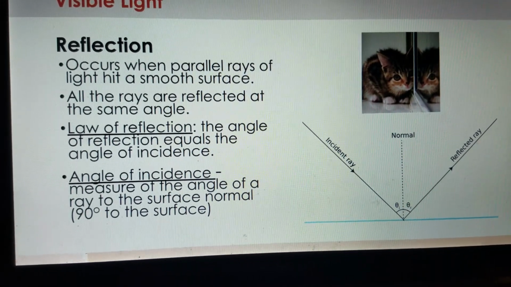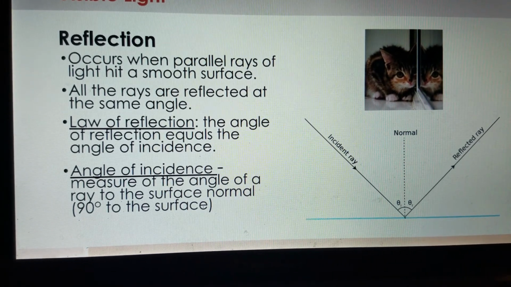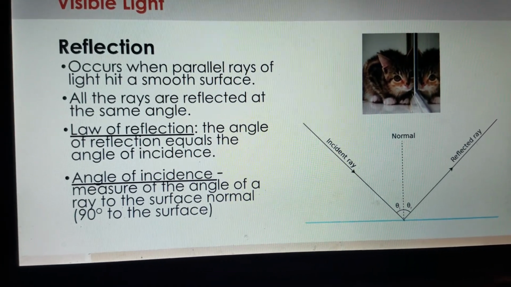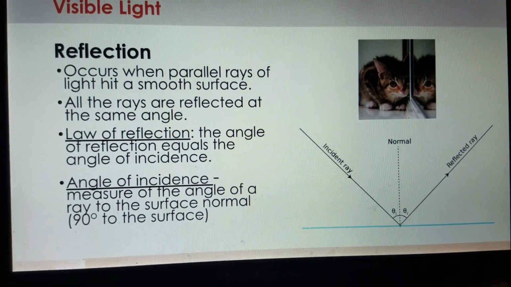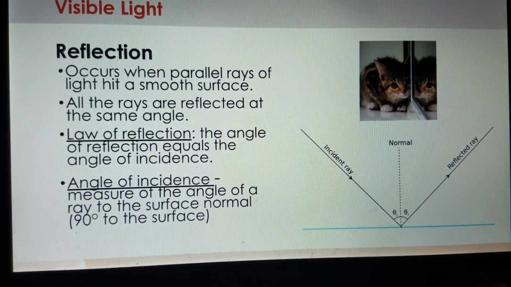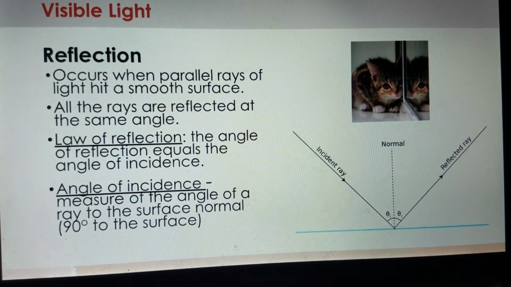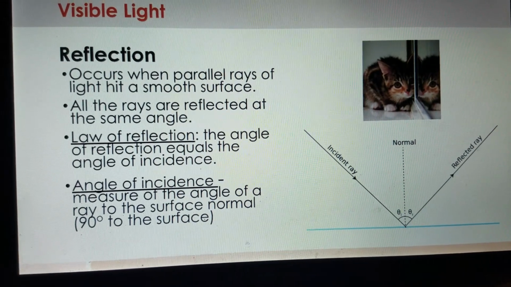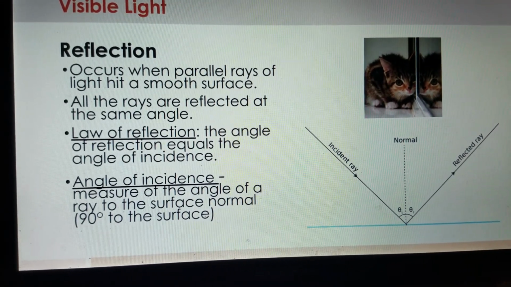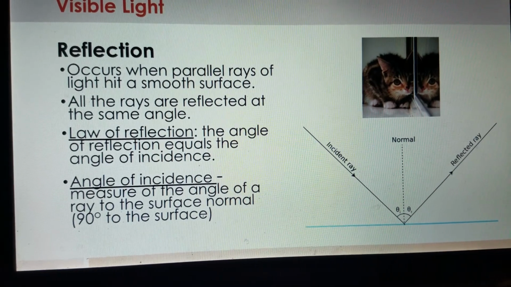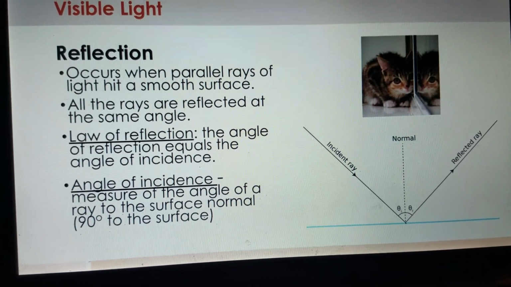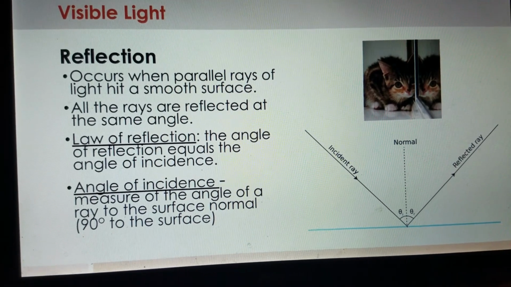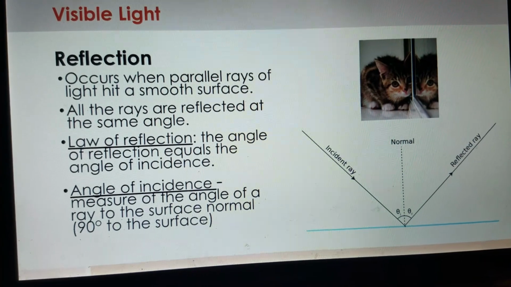So reflection occurs when parallel rays of light hit a smooth surface. So the light comes in, it hits a smooth surface, and all of the rays of light that hit that surface are reflected at exactly the same angle. And if you remember, we have talked about the law of reflection, which states that the angle of reflection is always equal to the angle of incidence. So whatever angle the light rays come in at, that is the angle they will be reflected at.